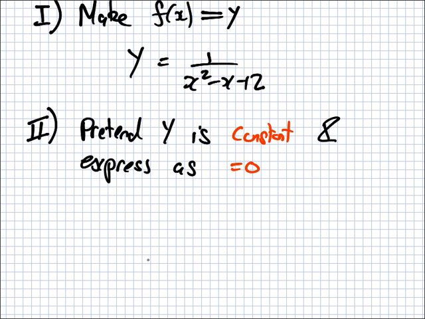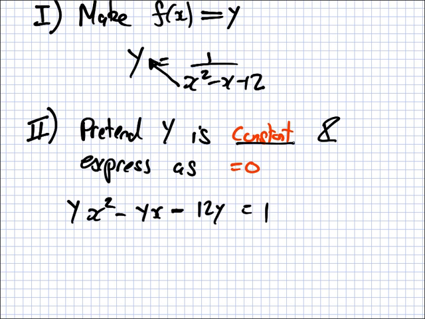So what you do is you try to change this into equal 0, okay? But you pretend that y is a constant, like y is just some number, like 4, whatever. So if y was a number, you would just bring this up here, wouldn't you? Like if this was a 4, you just bring it up. So you'd get yx squared minus yx, and then minus 12y equals 1.